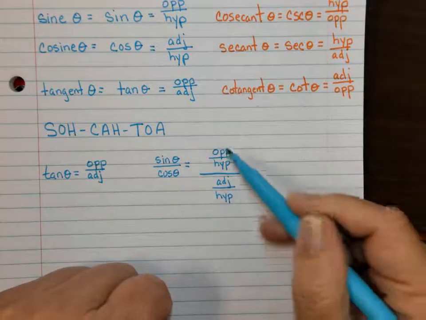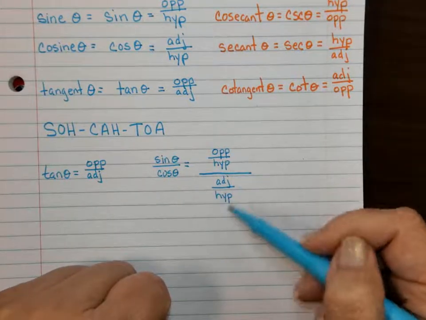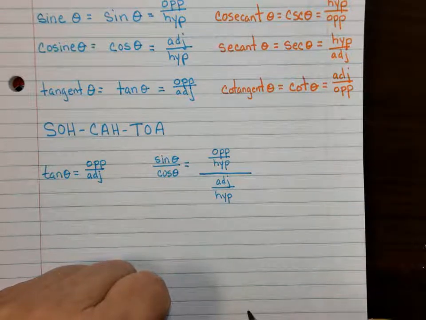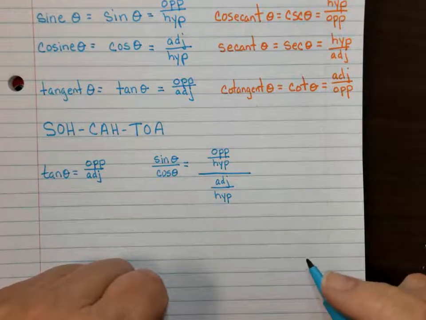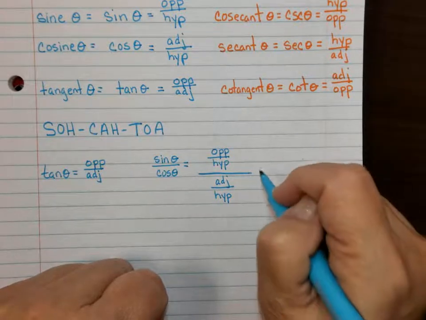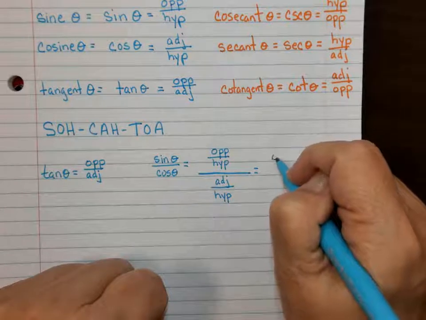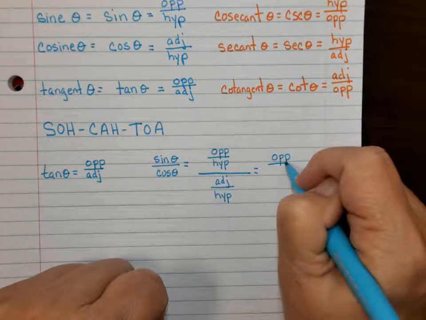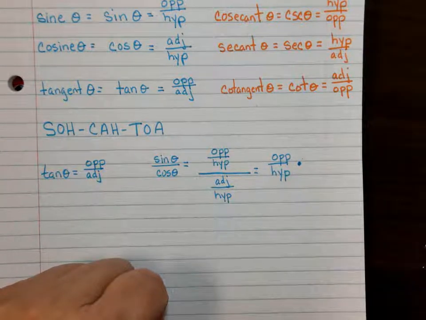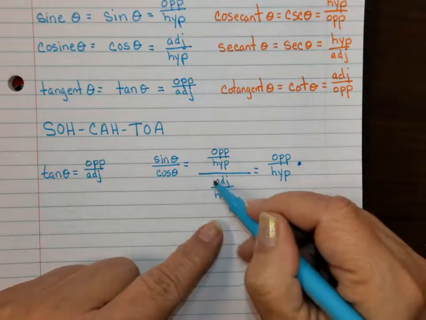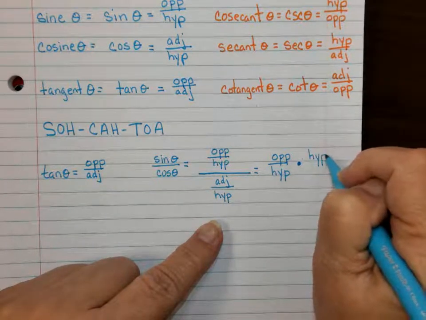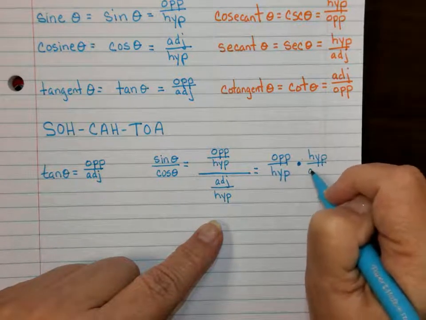So I've got a complex fraction. Fractions within a fraction. I go back to what does it mean to divide? To divide means to multiply by the reciprocal of the denominator. So this would be equal to the numerator, opposite over hypotenuse, multiplied by the reciprocal of the denominator. So multiplied by hypotenuse over adjacent.